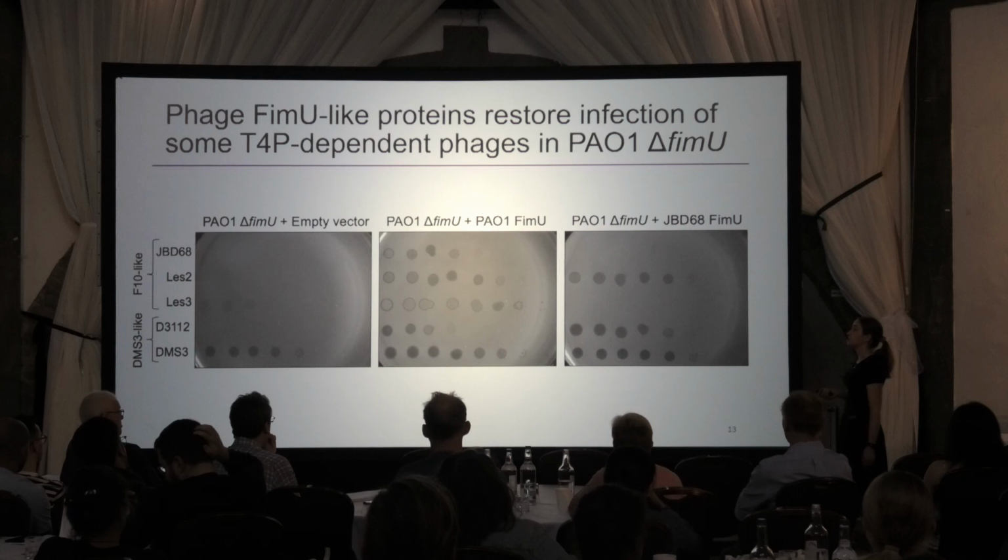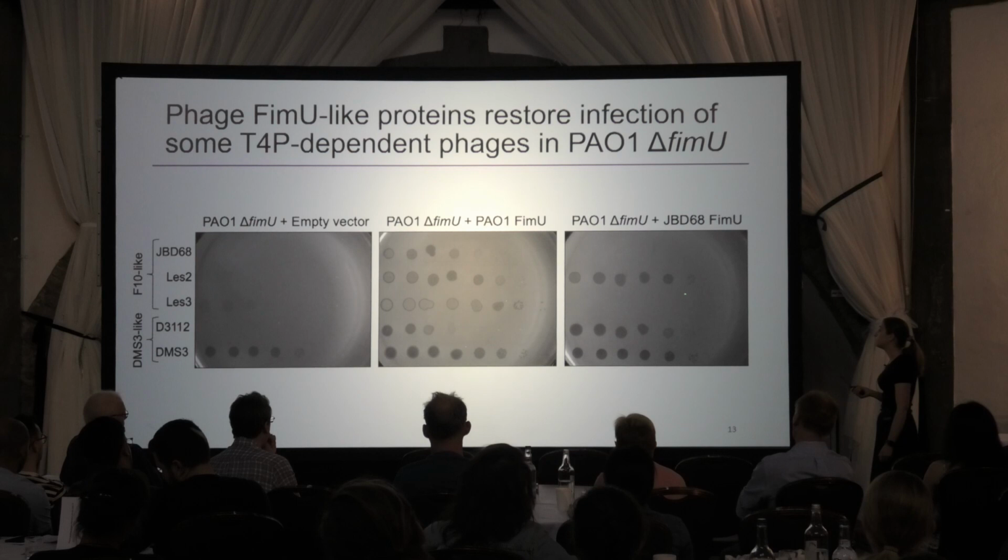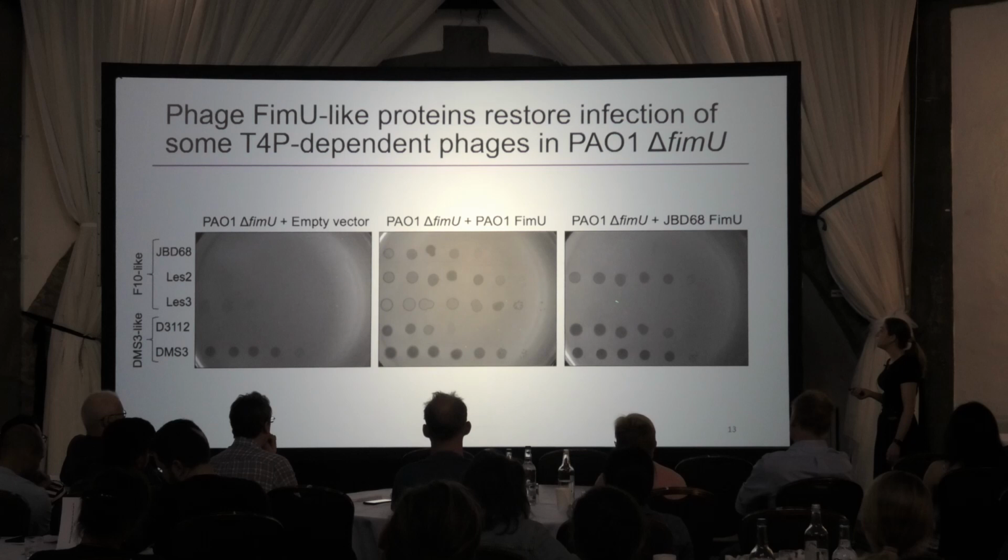So again, in the absence of FMU, we have decreased packing efficiency, and this is restored when we complement back with the bacterial PAO1 FMU. And when we express any of the phage FMU proteins, we see the same phenotype that we saw in wild-type PAO1, where JVD68 and LES3 are not infecting, but LES2 and the DMS3-like phages are.